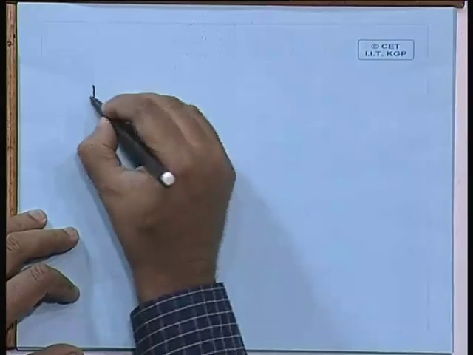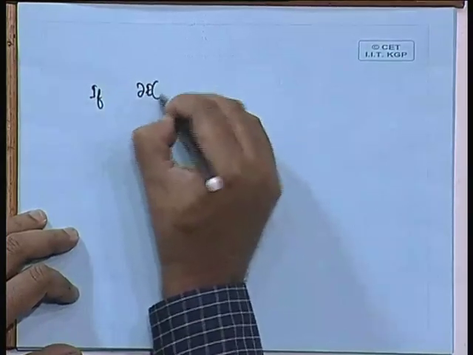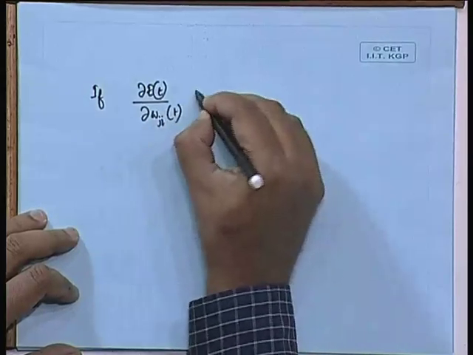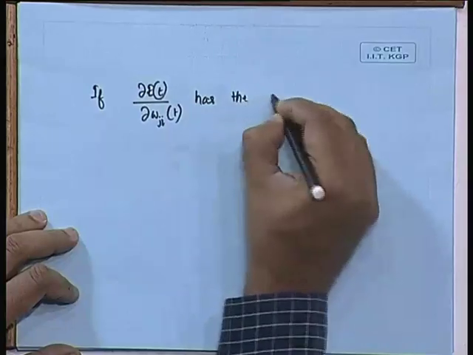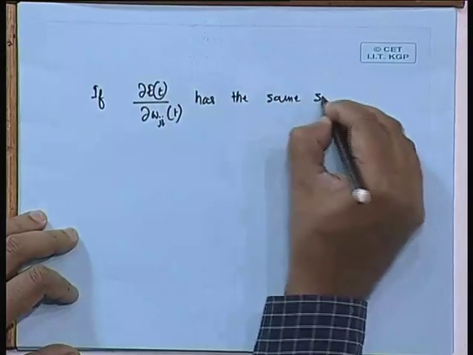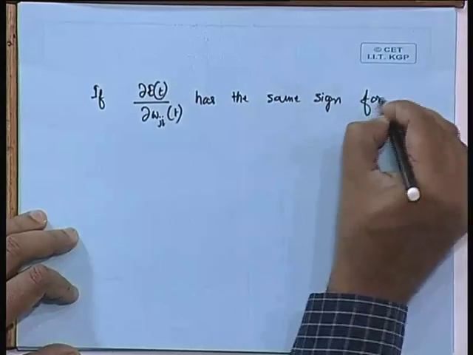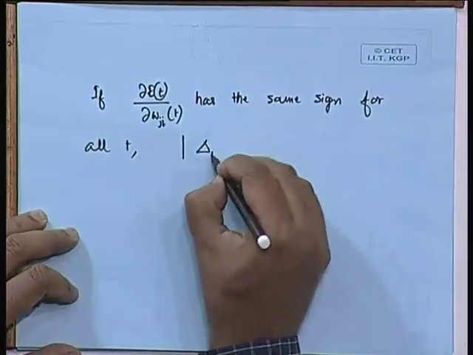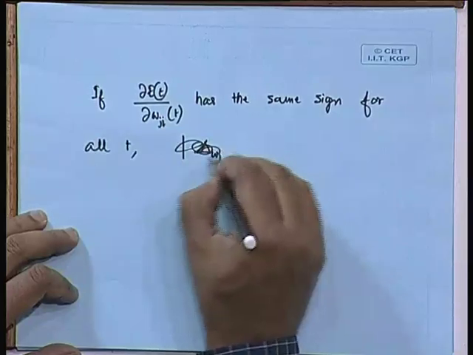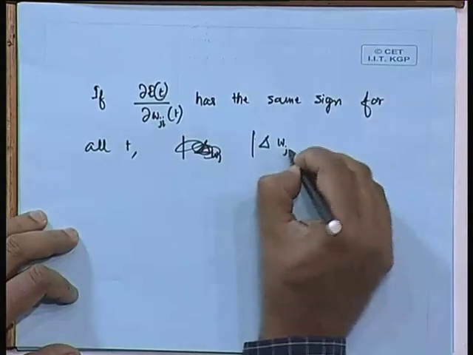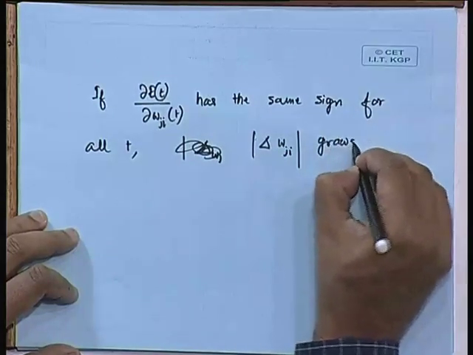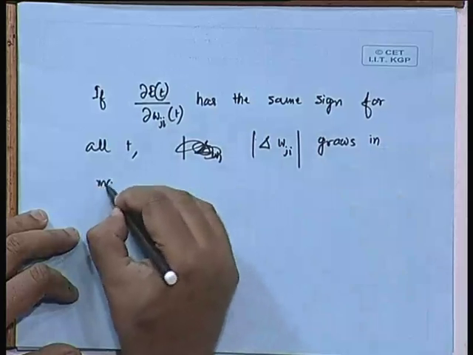So, I can say that if dou E dou w j i has the same sign for all t, then the modulus of delta w j i grows in magnitude, correct?